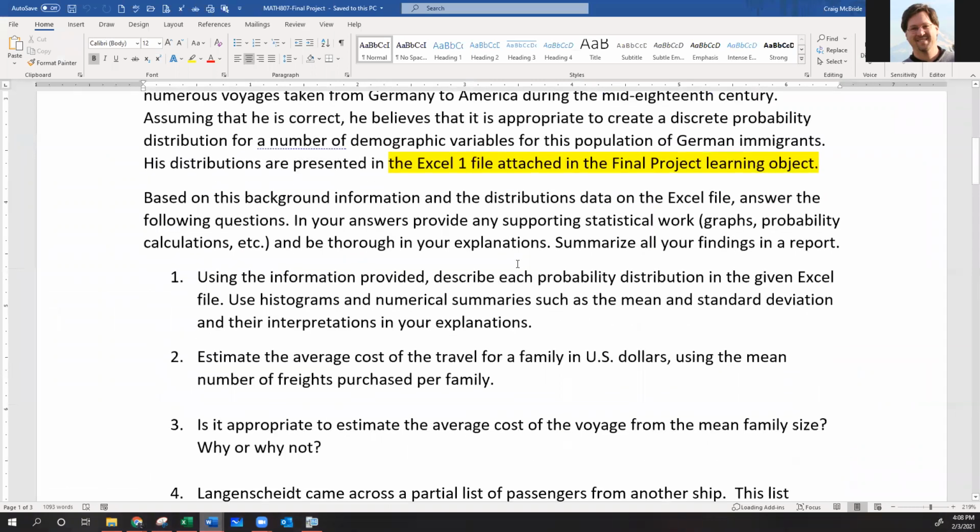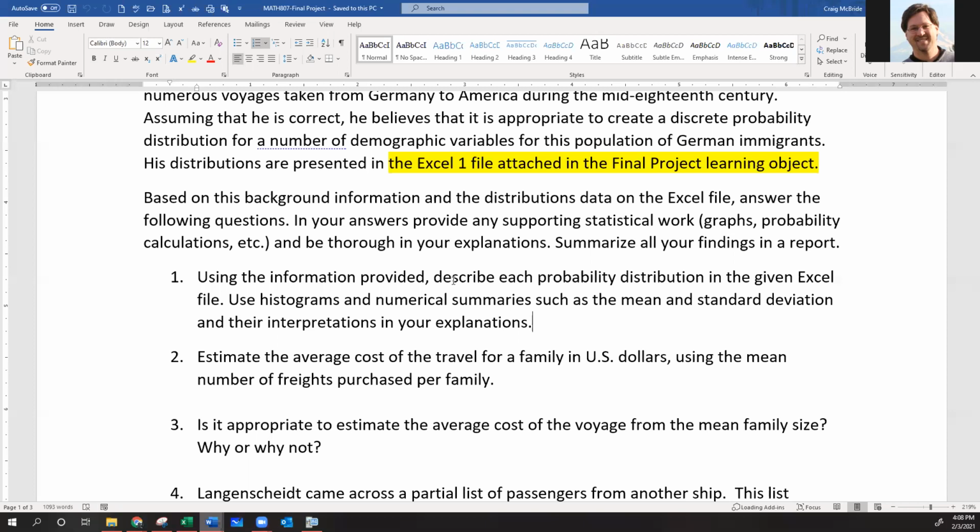Okay, so: estimate the average cost of the travel for a family in US dollars using the mean number of freights purchased per family. Don't overthink this. This one is actually very easy. It's simply the average number of freights, which you should have gotten from question 1, right? In question 1 you've got sets of data, 3 different probability distributions. If you run the summary statistics using the probabilities as the weights, you're going to get means and standard deviations.